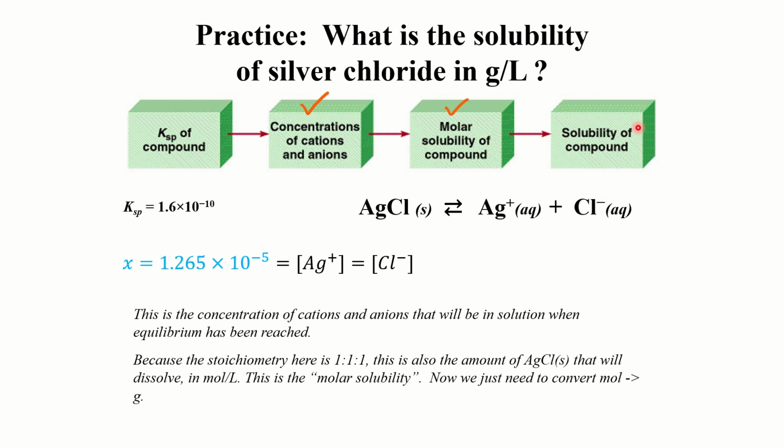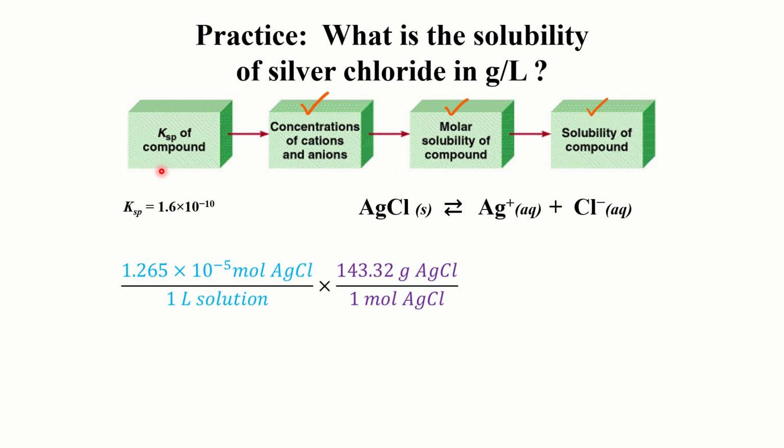So then our final step to find the solubility in grams per liter, we'll take that 1.265 times 10 to the negative 5th moles of AgCl that dissolves per 1 liter of solution. And we will just go ahead and convert from moles to grams using the molar mass of silver chloride, since it was looking for the solubility in grams per liter. So 1 mole AgCl on bottom, 143.32 grams of AgCl on top. And this gives a solubility of 1.81 times 10 to the negative 3rd grams per liter. And this is the final answer to this problem.